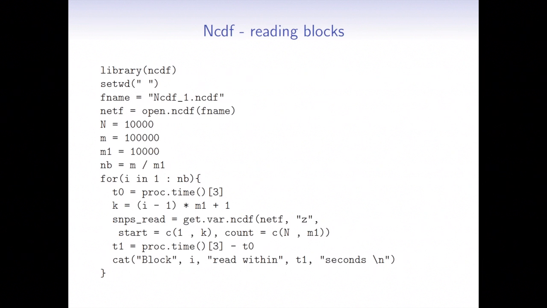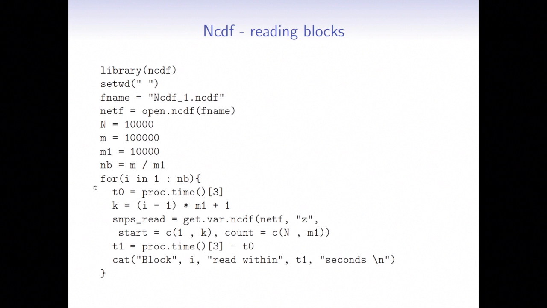So once your file is created and you want to do GWAS, again I am reading the library, and I have to open my file, which takes just a second, and I'm specifying the sample size. So I have 10,000 individuals, 100,000 SNPs, and here I'm specifying the size of the block, but this time for the reading, the size of the block for the SNP matrix, so it's the M1.